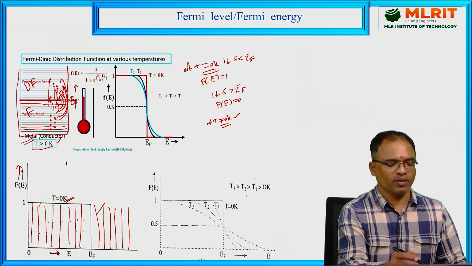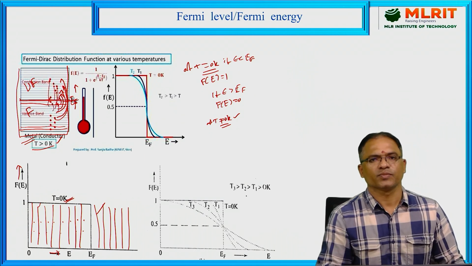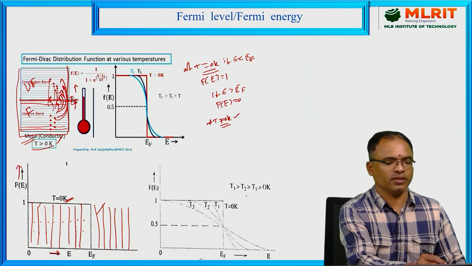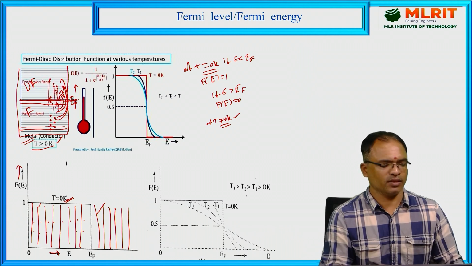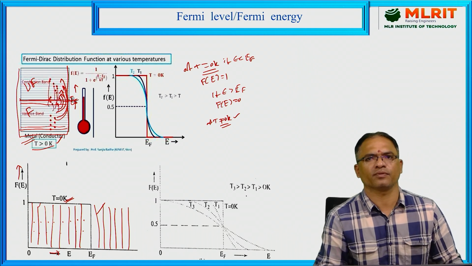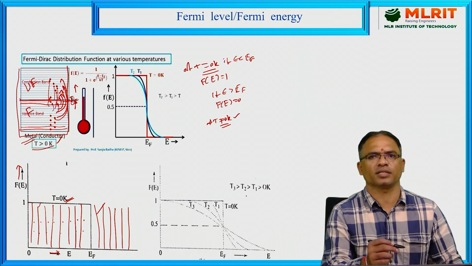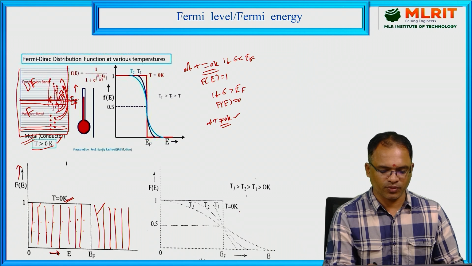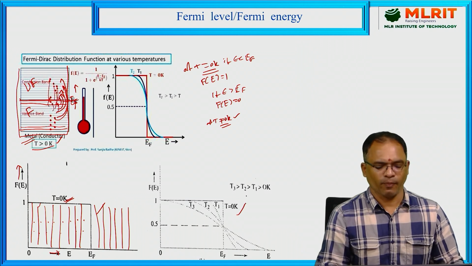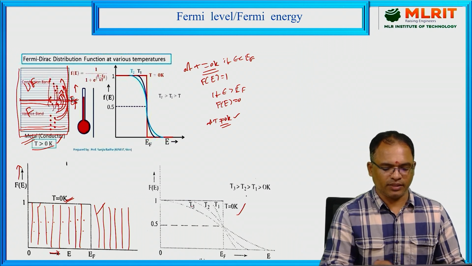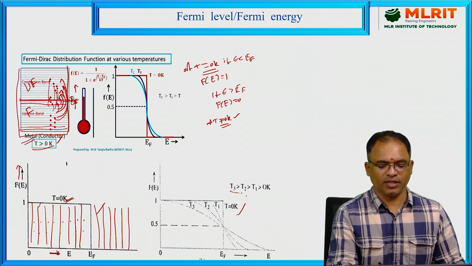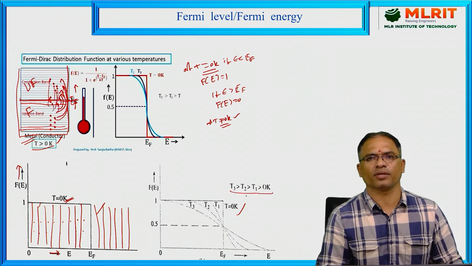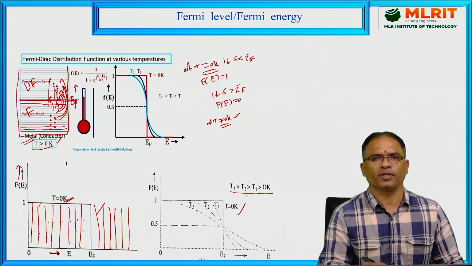Now, what happens when temperature is increased? When temperature is increased, we know electrons make transitions from filled states to unfilled states. First of all, the electrons near the energy levels of the Fermi level will make a transition. After that, the next electrons. So that we are going to show here clearly. Here T1, T2, T3, three temperatures are taken, where T3 is greater than T2, which is greater than T1, which is greater than 0 Kelvin. So first of all, when we give a small temperature, what happens?